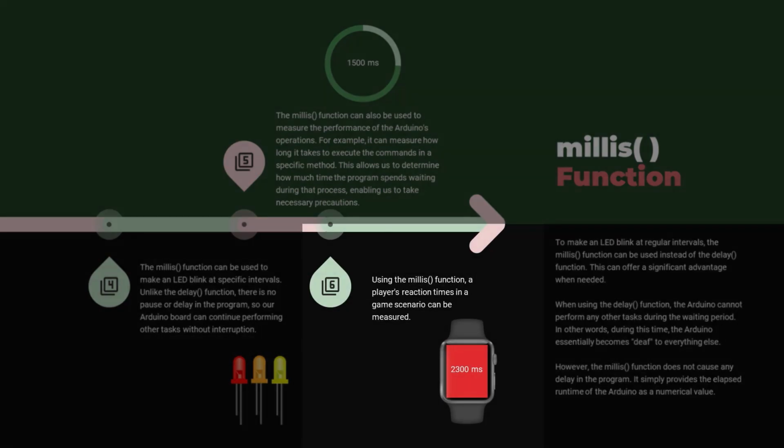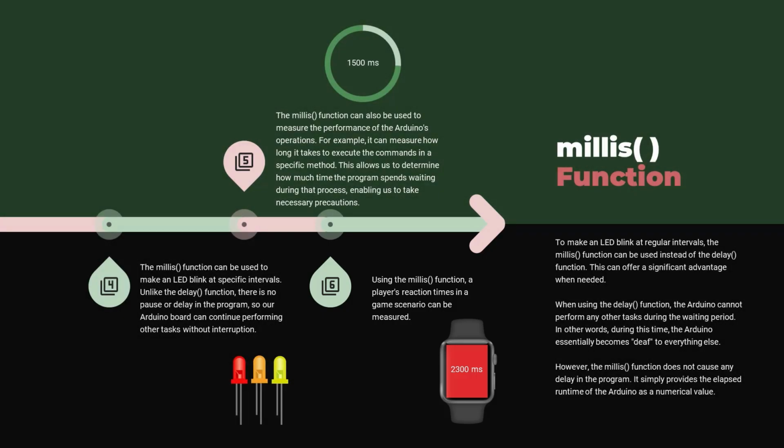The Millis function can be used to accurately measure a player's reaction time in a game scenario. By recording the time at the start of an event and then again when the player responds, we can calculate the difference between these two values. This allows us to determine how quickly the player reacted. This method is particularly useful in games or interactive applications where precise timing is crucial for tracking performance or improving gameplay experience.